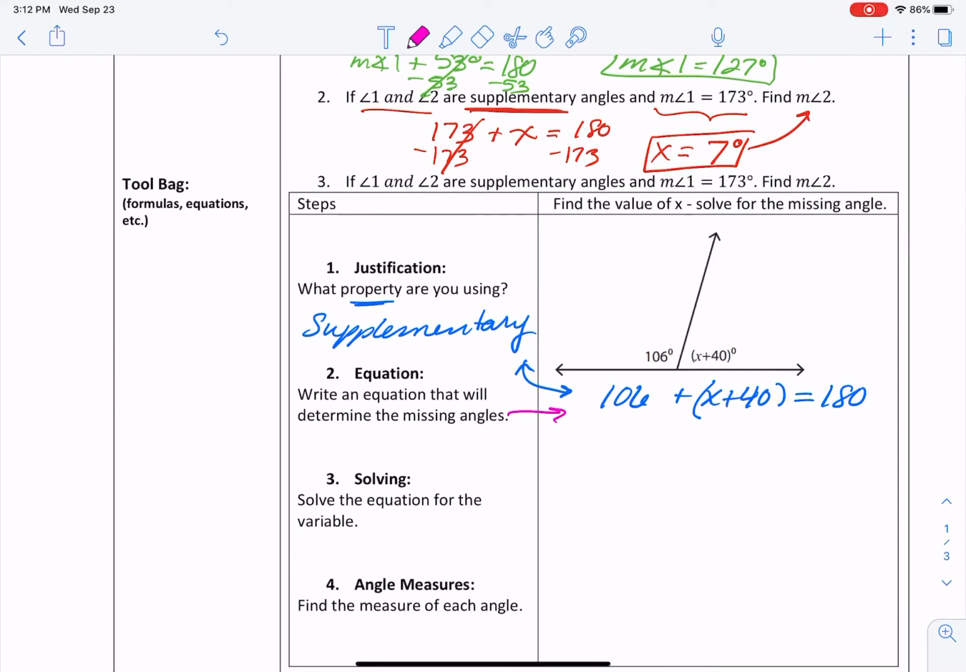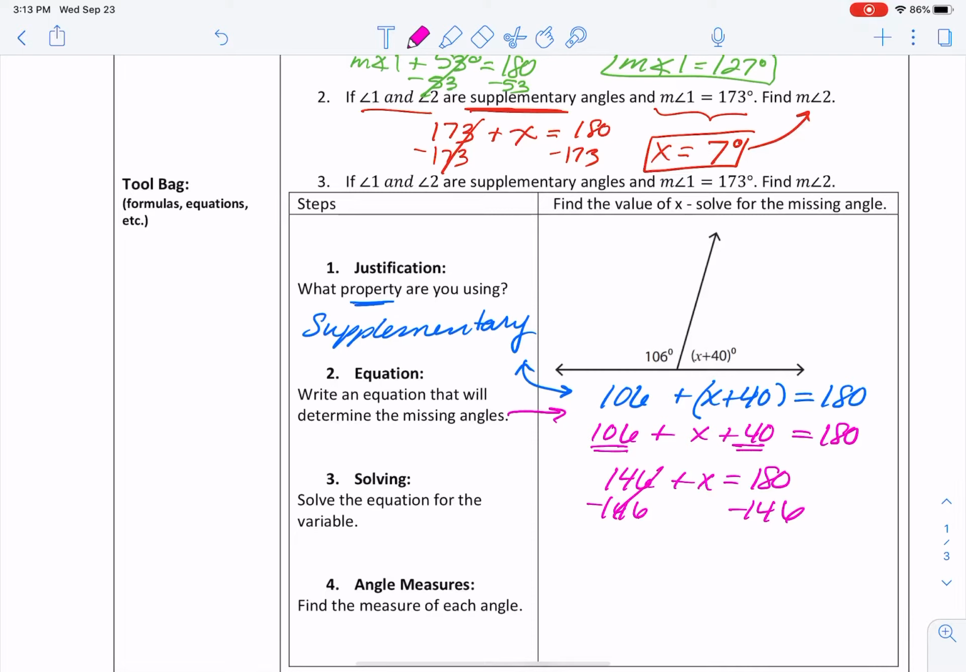So now that I have everything the way it is, I can remove the parentheses. So I have 106 plus x plus 40 equals 180. I'm going to combine like terms: 146 plus x equals 180. Subtract 146 from both sides, and I get that x is 34.